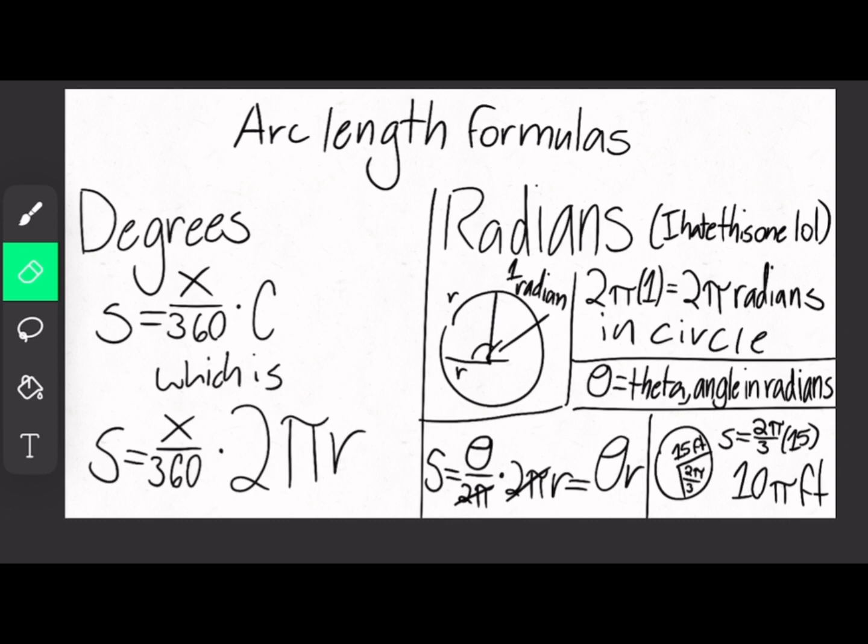Radians, I still don't fully understand. So, the equation says theta times radius, where theta is the angle in radians. So you'd plug your angle into theta, and your arc length would be this, and this is the radius you get. Are we good?